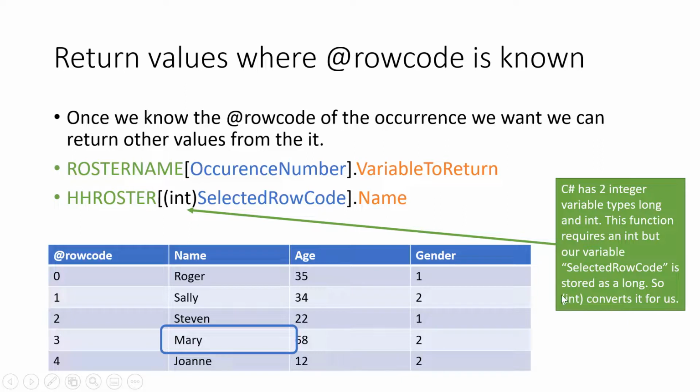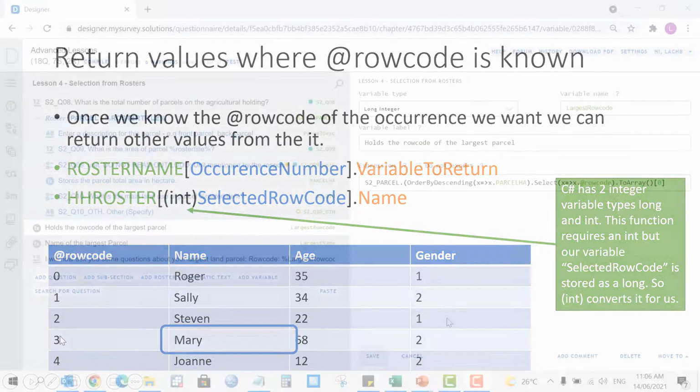So all we do is put this int in parentheses before the variable, and it converts it for us from a long type integer to an integer. So it's just changing the variable type. It doesn't do anything. It still holds it as number 3.